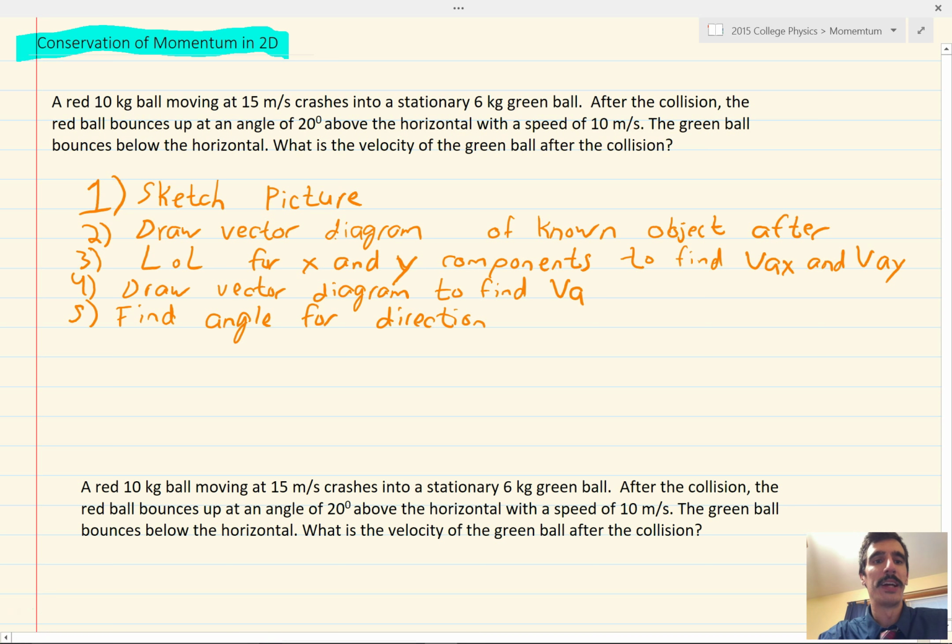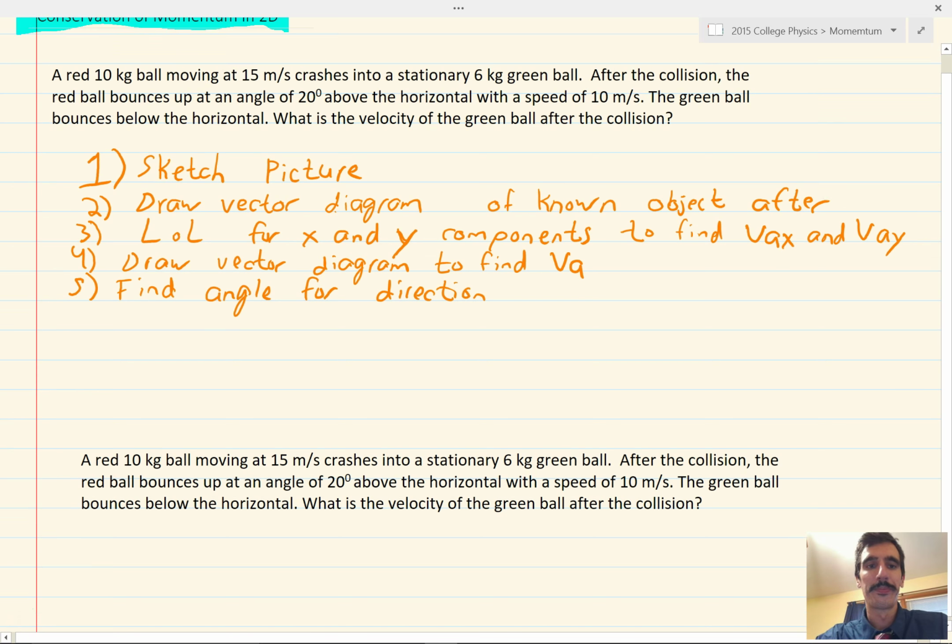A red 10-kilogram ball moving at a speed of 10 meters per second crashes into a stationary 6-kilogram green ball. After the collision, the red ball bounces up at an angle of 20 degrees above the horizontal with a speed of 10 meters per second. The green ball bounces below the horizontal. What is the velocity of the green ball after the collision?